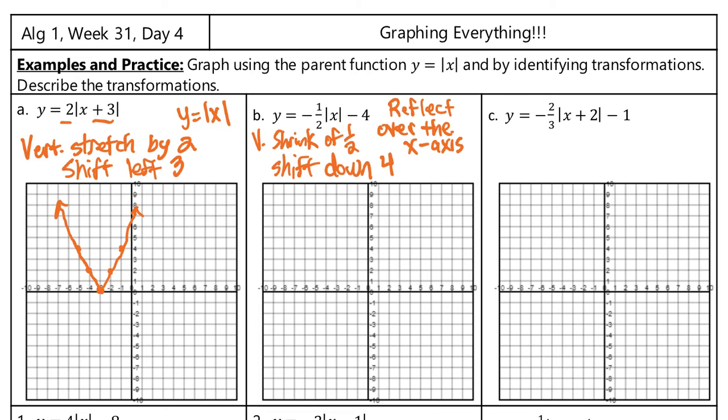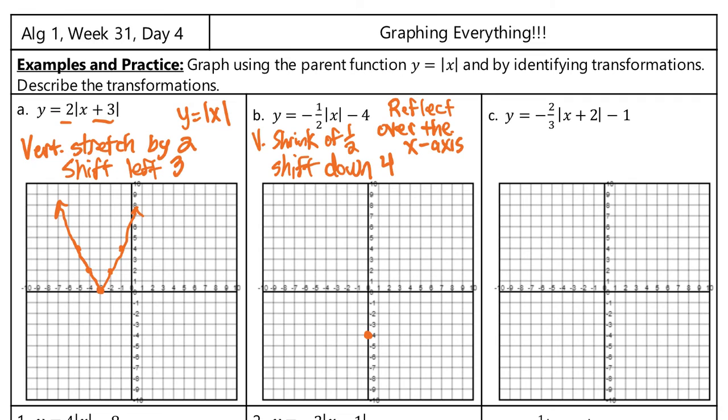So again, we take this in pieces. We start with our vertex. Our vertex is, since it's normally at 0, 0, is only going to be affected by our shift left, right, up, or down. So I'm going to move from 0, 0 to 0, -4. And that's where my vertex is.